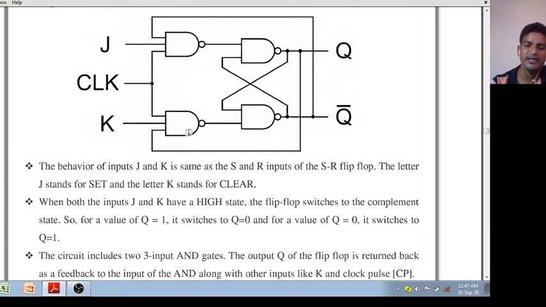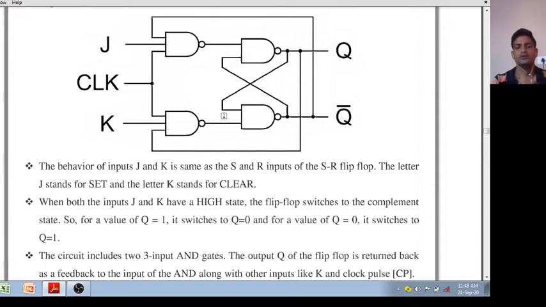And what are we getting here? This is 1, this is 1, and this is 0. 1 into 1 into 0 is 0, and 0 bar is 1. So we are getting 0 here and 1 here. Okay, now 0 here and 1 here.